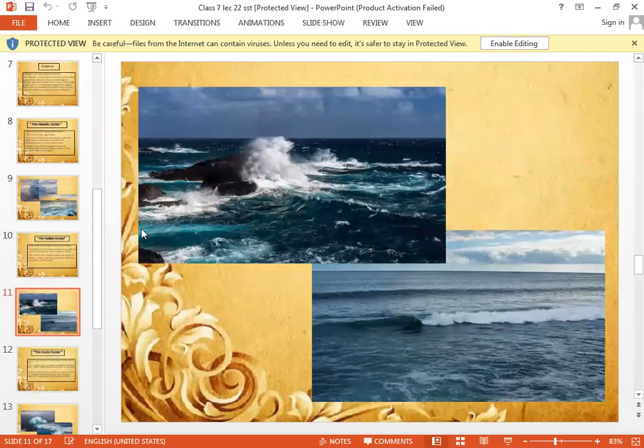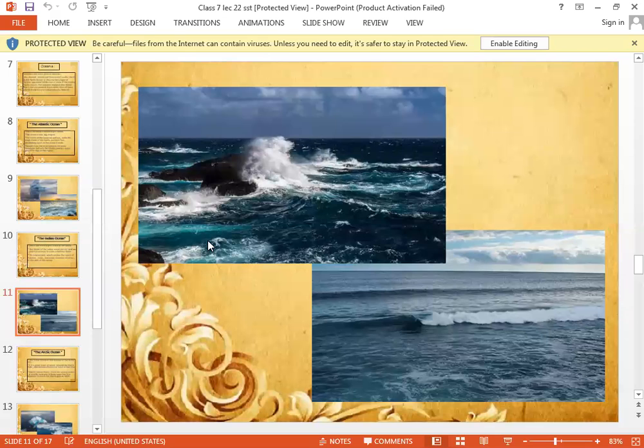You can see the beautiful pictures of the Indian Ocean, and the blue sea is here, and you can see the beautiful rocky areas also. Some rocky areas are also present in this Indian Ocean.